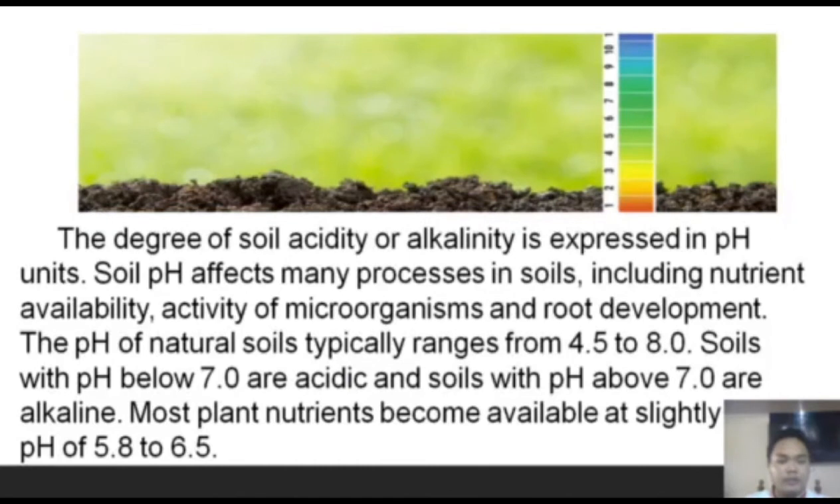The pH of natural soils typically ranges from 4.5 to 8.0. Soils with pH below 7.0 are acidic, and soils with pH above 7.0 are alkaline. Most plant nutrients become available at a slightly acidic pH of 5.8 to 6.5.